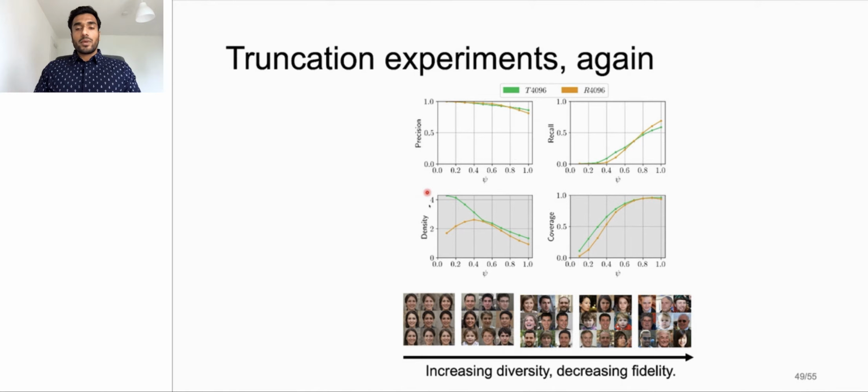Since we are not bounded by training anymore, we don't have to calculate this in a high-dimensional space like 4000. We can simply replace the last layer with something smaller, like 64. And under this 64-dimensional space, which is randomly initialized, we see that we are still able to capture the fidelity and diversity trade-off in all the metrics.